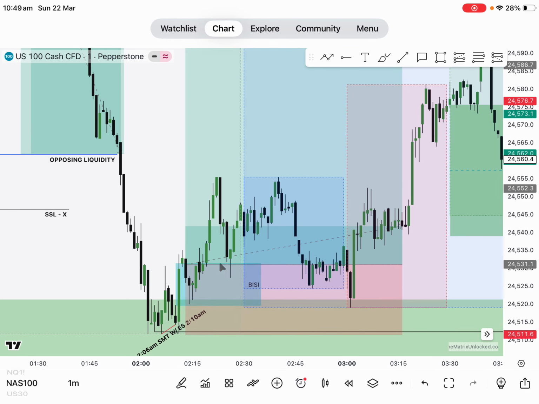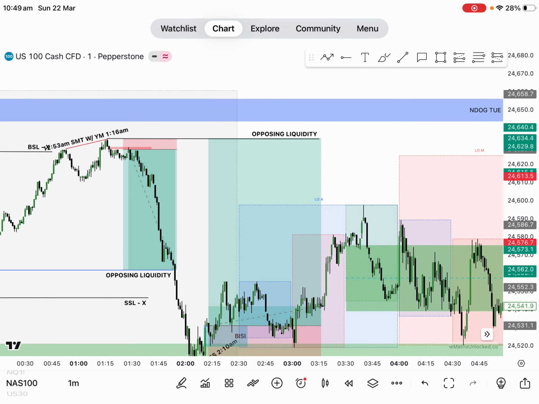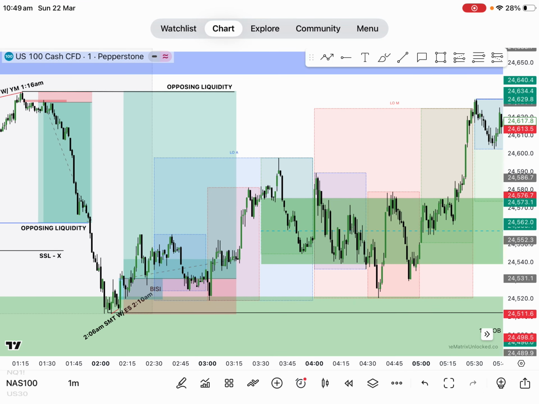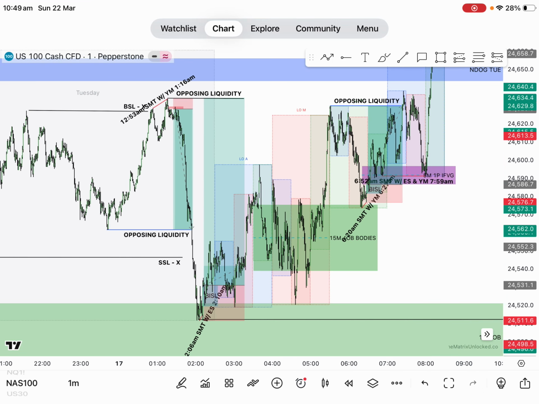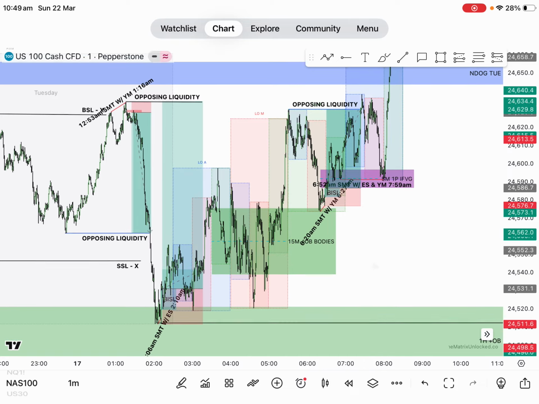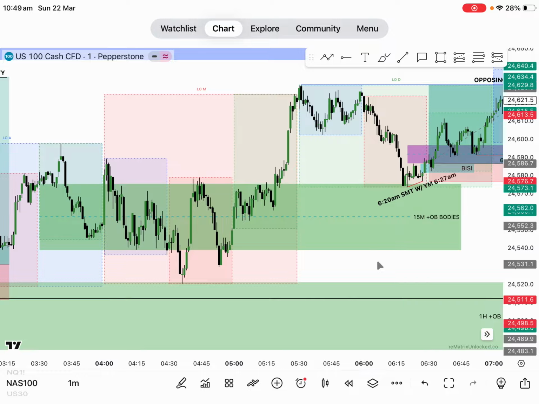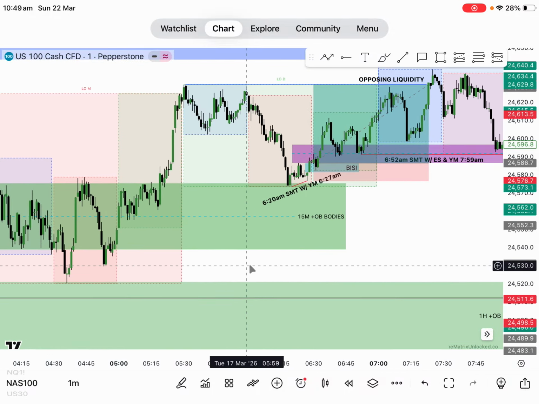Look, you enter. Opposing liquidity, look. It took quite a while to reach there, but it reached. It reached right here somewhere. Yes, it reached on this candle here. Look, and the price is respecting. Price again stepped right here to this hourly order block.